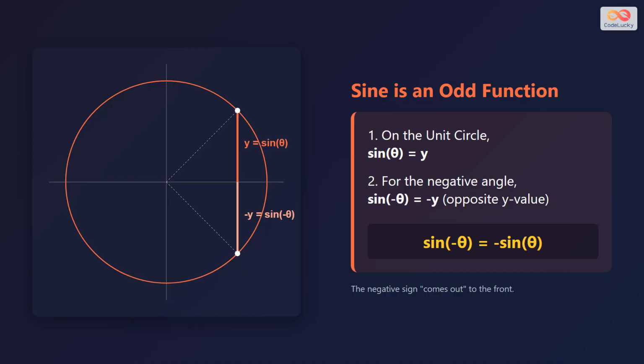Next is sine. Sine corresponds to the y-coordinate. As we saw, the y-coordinate becomes negative. This means sine of negative theta is equal to negative sine of theta. The negative sign effectively moves from inside the function to the outside. This makes sine an odd function.